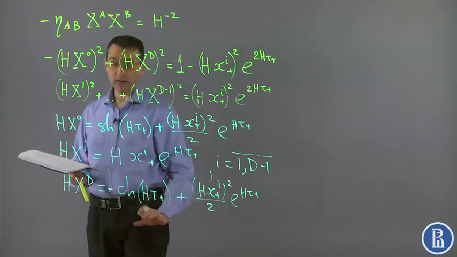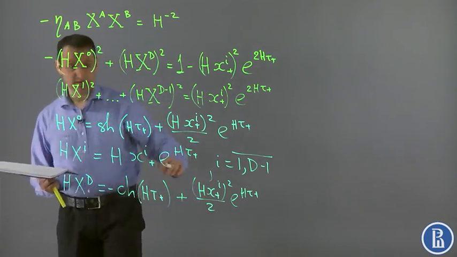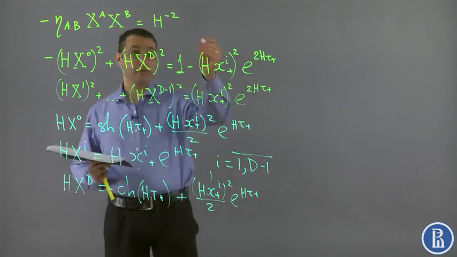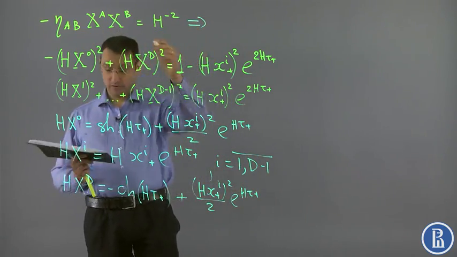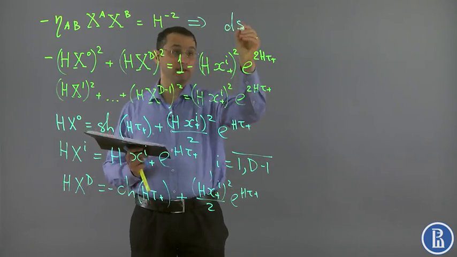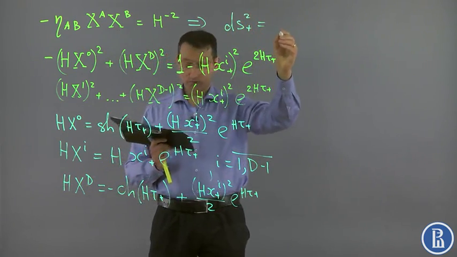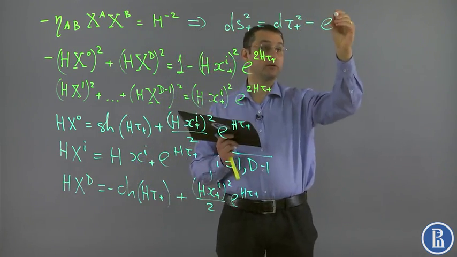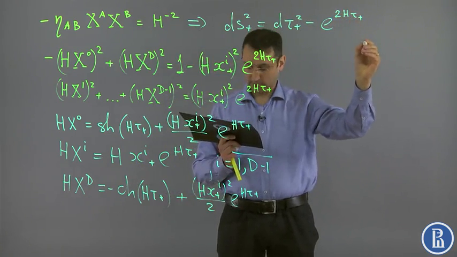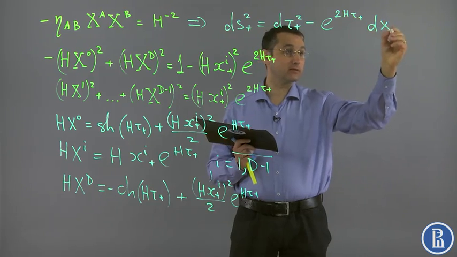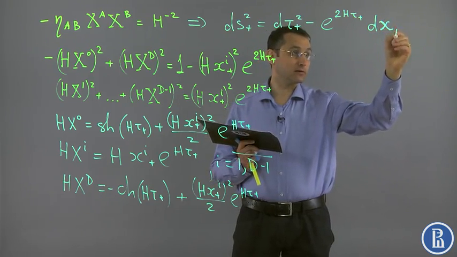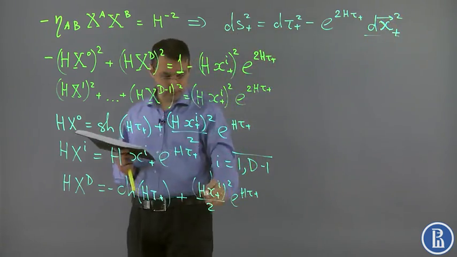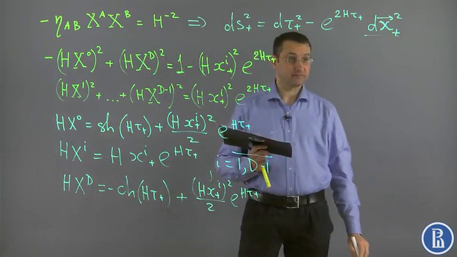So if we plug now these expressions into the ambient space Minkowskian metric, then we get the metric induced on this space of the form ds plus squared equal to d tau plus squared minus exponent of 2h tau plus dx vector squared. This guy is just this thing here.